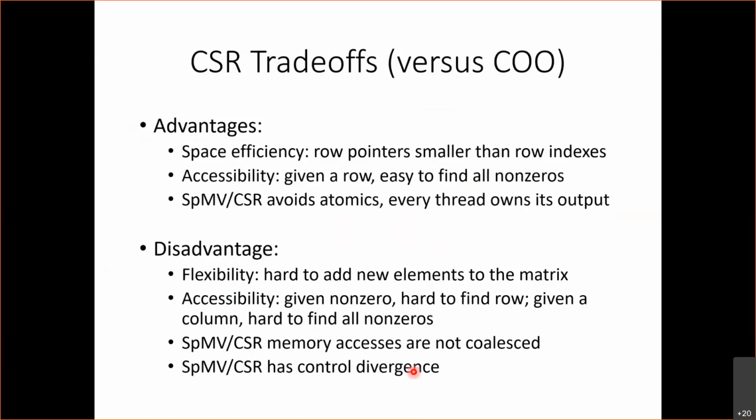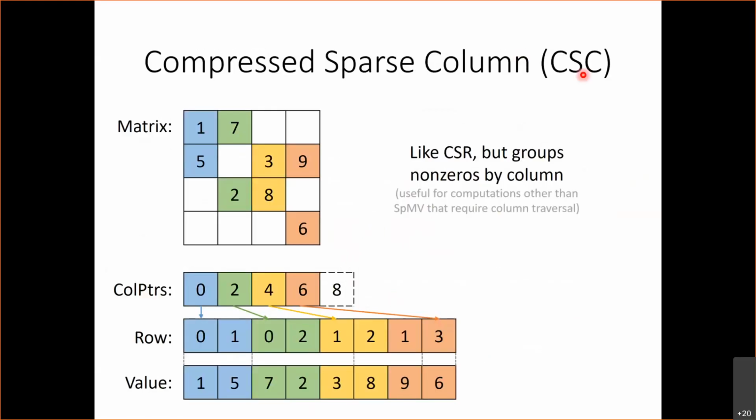One thing to note is I kind of snuck this in here: given a column, it's hard to find all the non-zeros for that column. With CSR, given a row, it helps me find the non-zeros in that row. But if I want to, for example, do a column traversal down a column, I cannot do that with CSR. So there's actually the other version of CSR, which is compressed sparse column, or CSC. CSC is like CSR, but it groups non-zeros by column as opposed to by row.